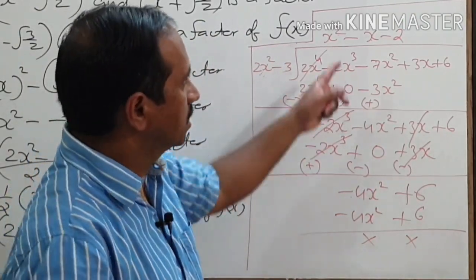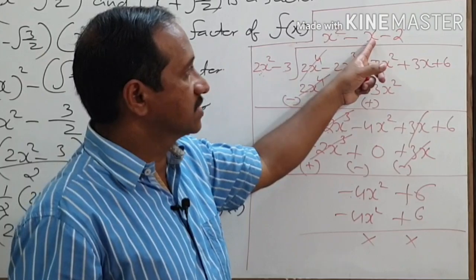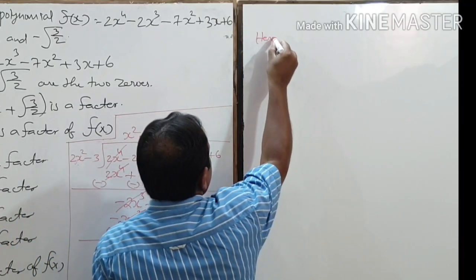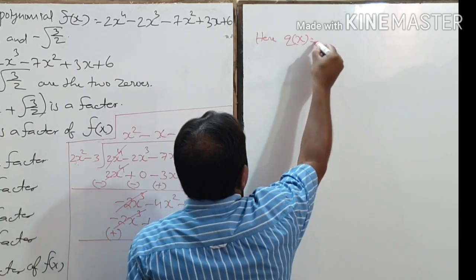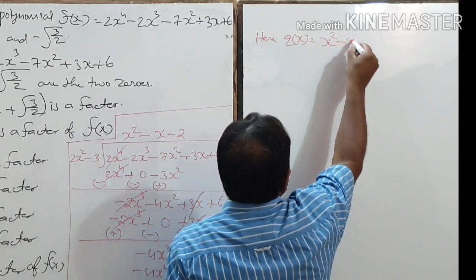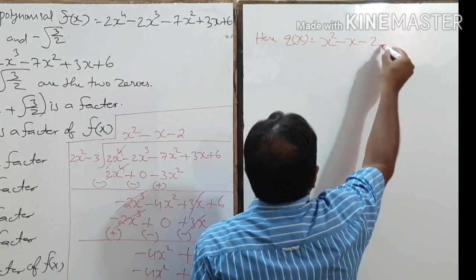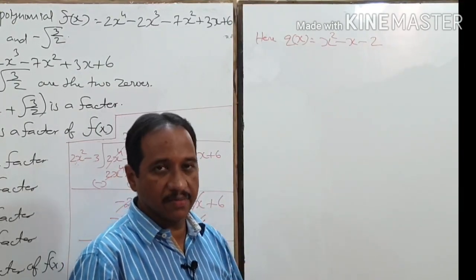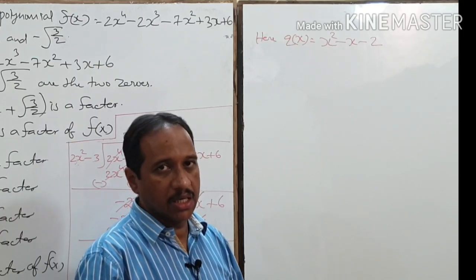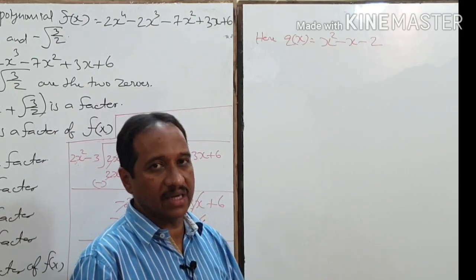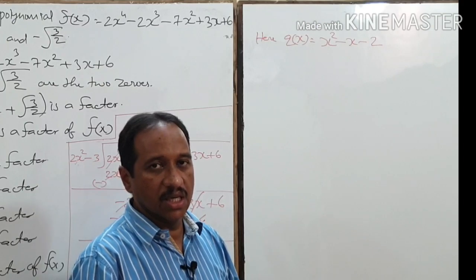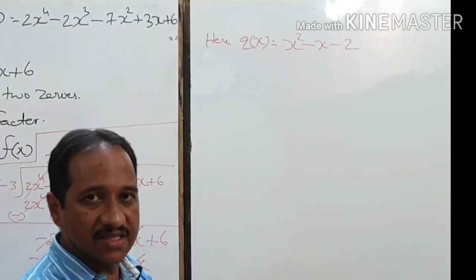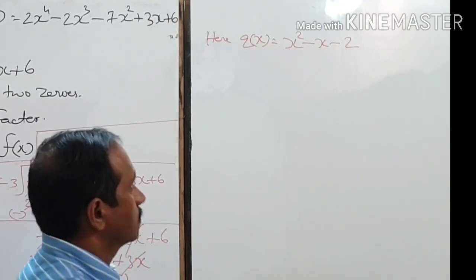So what is the quotient here? X square minus x minus 2. Here q of x is equal to x square minus x minus 2. Now this quadratic polynomial is to be factorized by splitting the middle term, and as a result we will get the two factors. From the two factors we will get the remaining two zeros. Now I am going to factorize this by splitting the middle term.